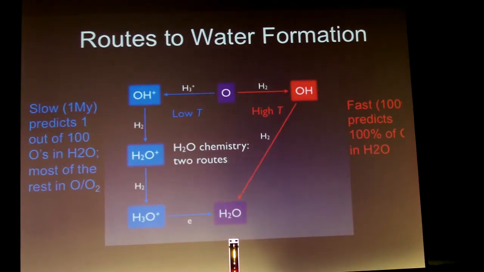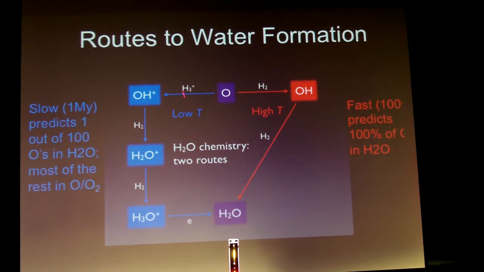So, when I started studying water, there were essentially two chemical routes known for making water. And this is probably the most, maybe the second most complicated slide in the presentation. But these two routes were known as the low temperature and the high temperature route. And they both start with oxygen mixing with hydrogen or an ion that forms from hydrogen. The low temperature route is the one that happens in gas that's 10 degrees Kelvin.